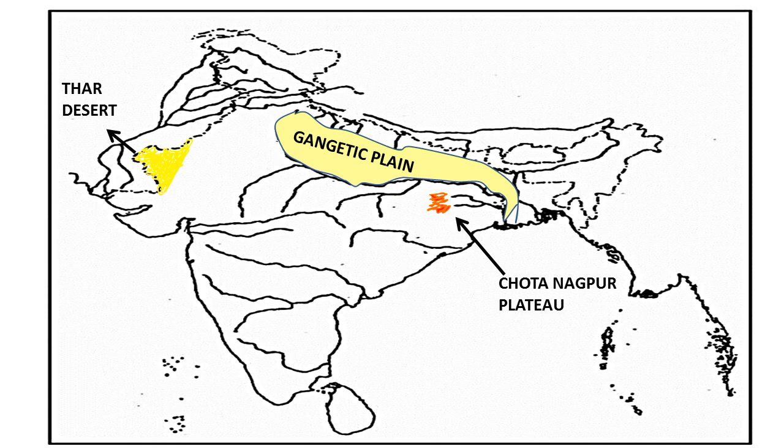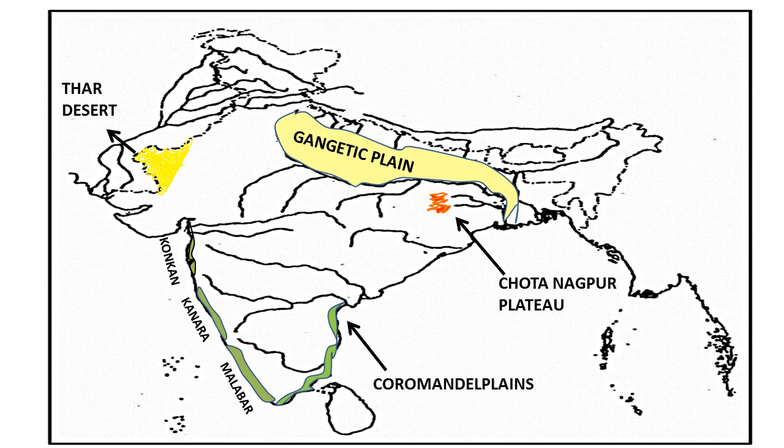Next is Coastal Plain. Coastal Plain must be marked in green color. On the western side of India, we have Konkan Coast that starts from Gujarat. Then comes Canara Coast. Then Malabar Coast. Malabar Coast extends till Kanyakumari. Towards east, we have Coromandel Coast. It starts from Kanyakumari and runs up to River Krishna. Then we have Northern Sircars, which starts from River Godavari and runs up to River Mahanadi.